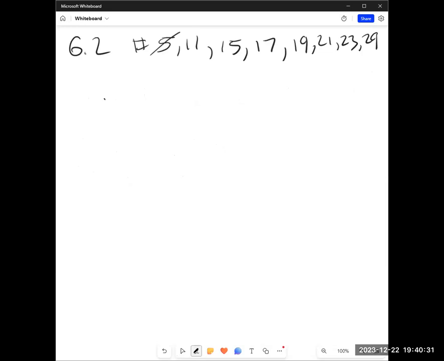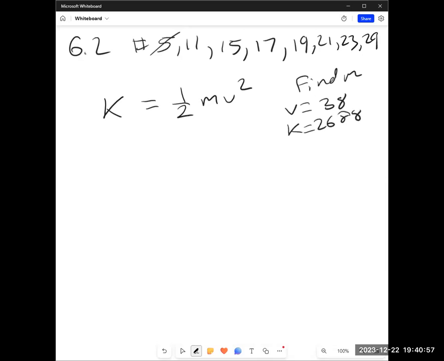Number 11 here is K, which is kinetic energy, is 1/2 mv squared. And they're going to tell us that they want us to find m when v, the velocity, is equal to 38 and k is equal to 2688. So we're not going to go ahead and rearrange this yet because that's another video that's coming up. We're just going to make this 2688 is equal to 1/2 m times v, which is 38 squared.